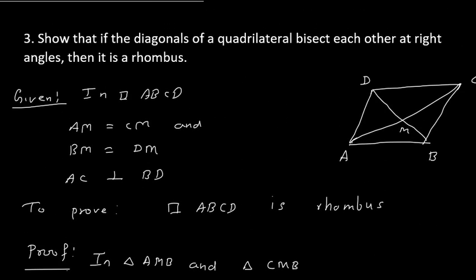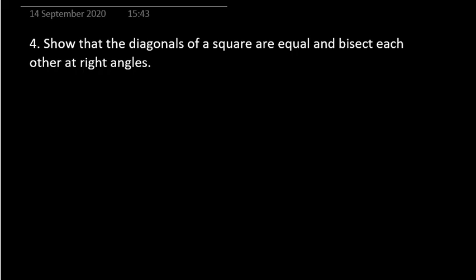Fine. Good question. Now fourth question: show that the diagonals of a square are equal and bisect each other at right angles. Now, what is a square? A square is a rhombus, or a square is a parallelogram with each side equal and each angle 90 degrees.